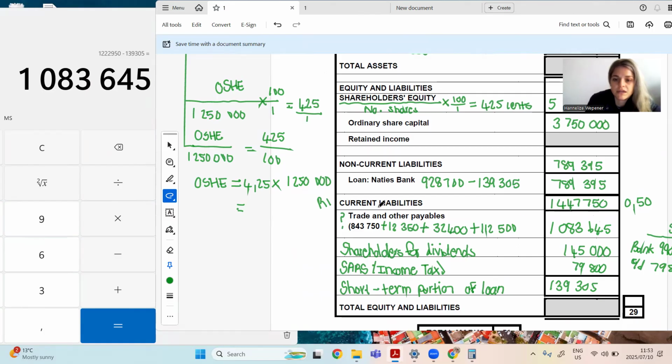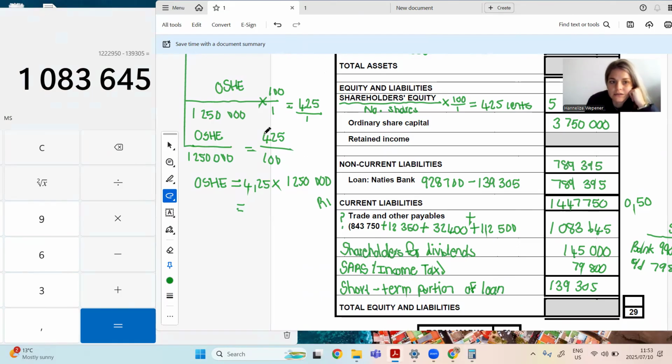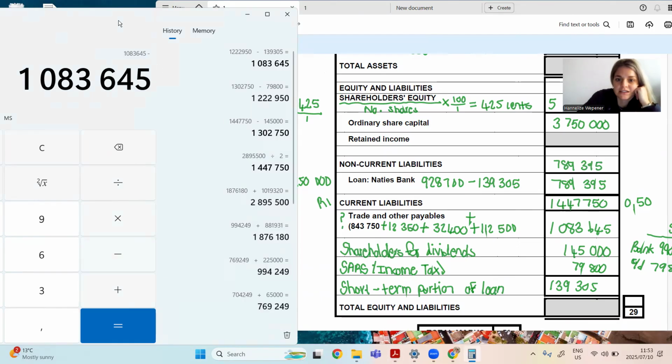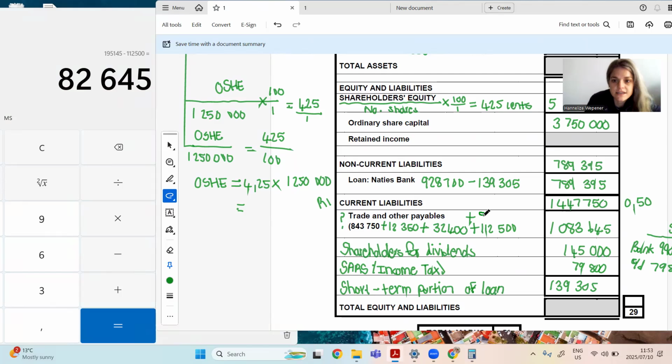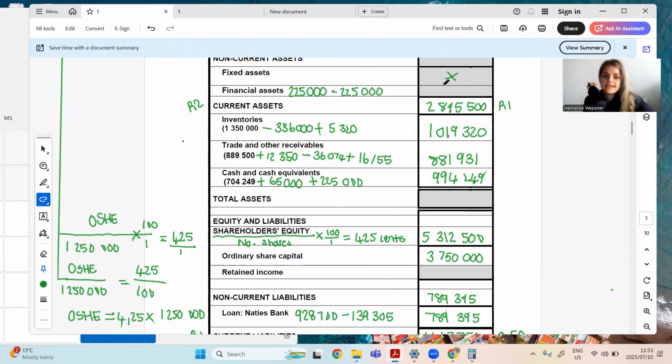And that is 108,365. But remember, you get marks for your calculations here. So if you are saying that your total trade and other payables adds up to this, then you must still tell me what is the amount for the pension fund that you now added. In other words, what is your balancing figure? So subtract everything that you have there already. 0 minus 32,400 minus 112,500. So your pension fund therefore is 82,645. That's what you've added. You can't just give me the final amount. I need to see the calculation. And that is your SFP.